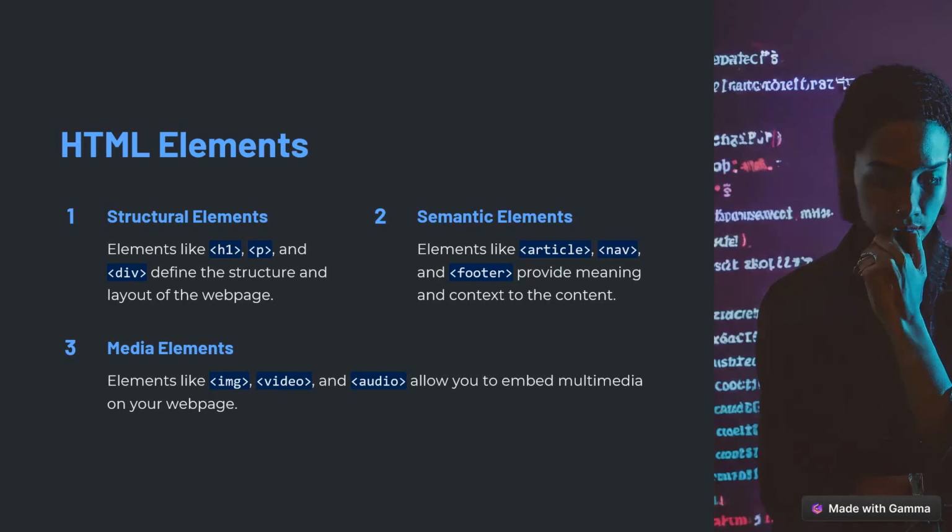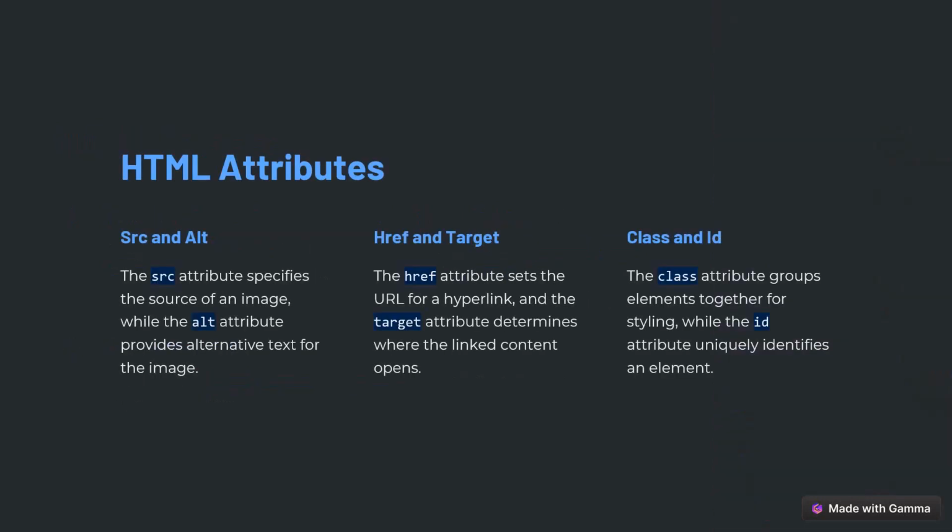Media elements. For a web page, sometimes we need to integrate an image into the website. At that time, media element tags are used. There are various tags: image tag, video, and audio are some of the most used ones.